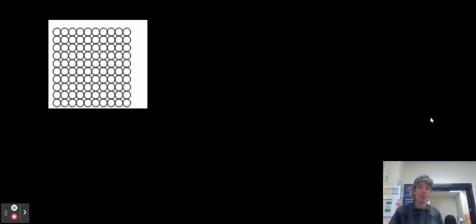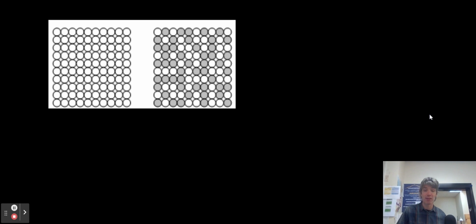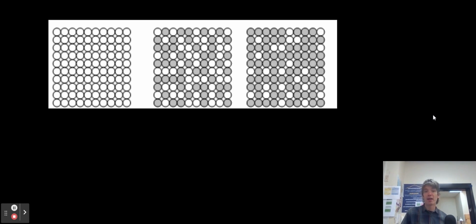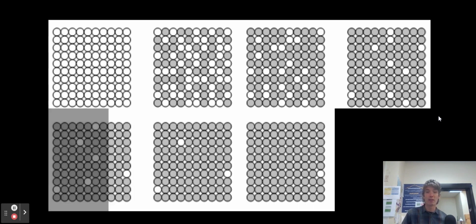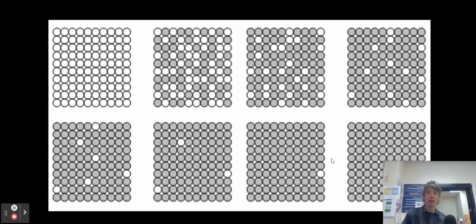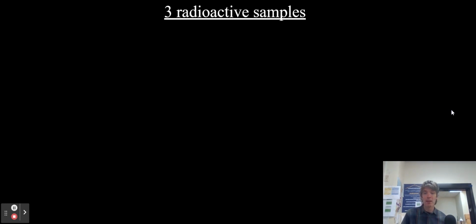To give you a little visual, if I had 100 atoms, one cycle or one half-life, I'd have 50, then I'd have 25, 12 or 13, 6, 3, 2, 1, and none. All right. That's what half-life would look like.